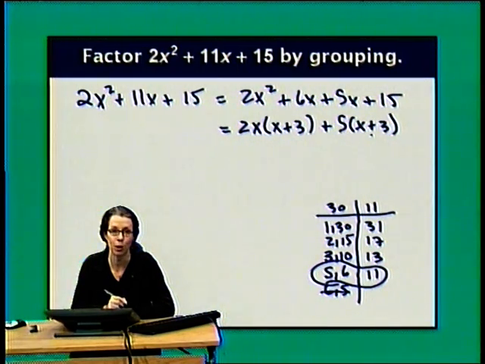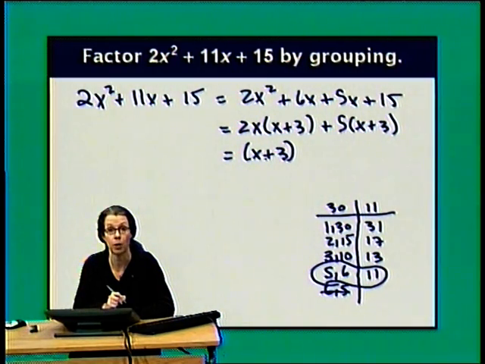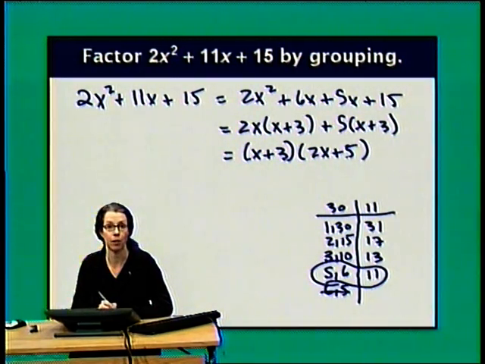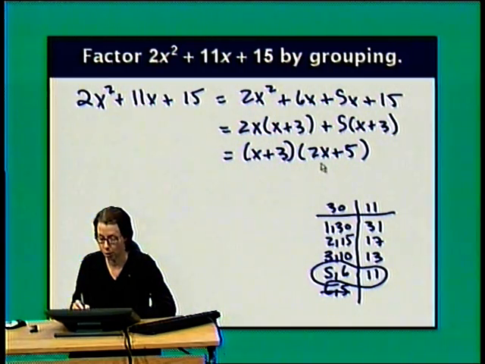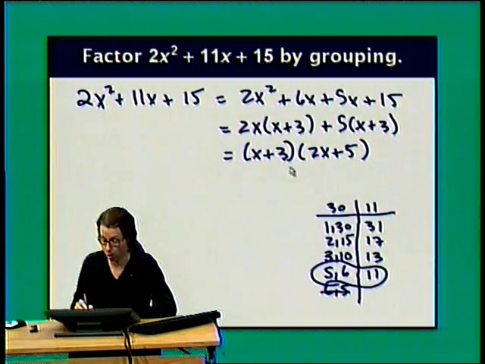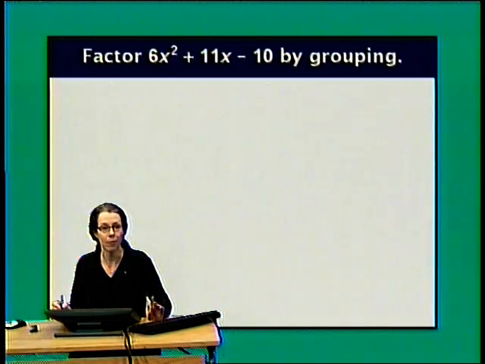If you've done everything correctly, you should have a common binomial factor. In this case, I have a common factor of x plus 3, and when I factor that out, I leave behind a 2x plus 5. Just quickly using FOIL to check. 2x squared plus 5x plus 6x, there's my 11x, plus 15. The factorization worked. Let's do it again.